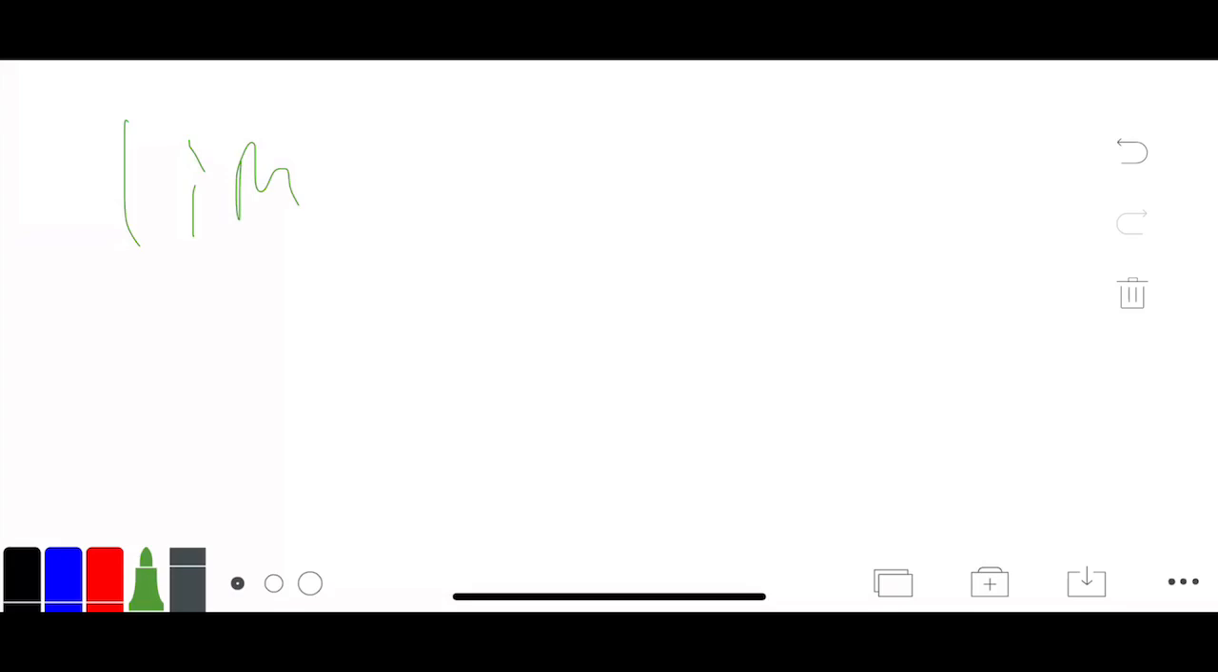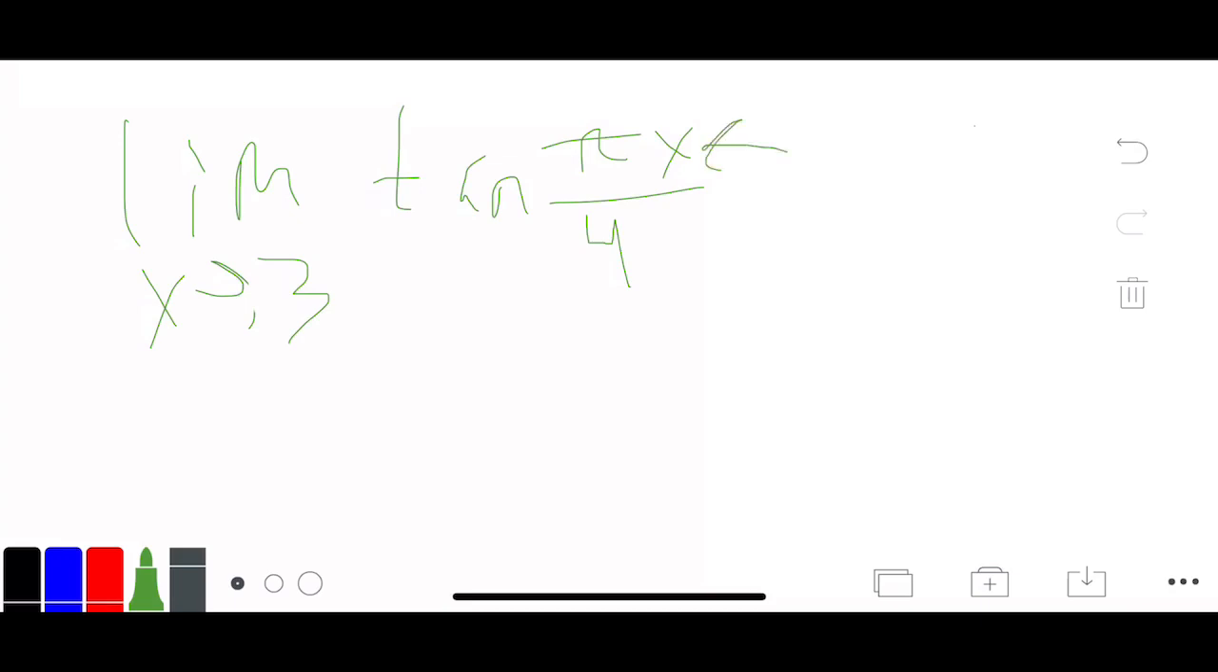So I'm gonna do one last one with you. We'll find the limit of tan of pi x over 4 as x approaches 3. So what you do is plug in 3 for x. You plug in 3 right here, and you get tan of 3 pi over 4.